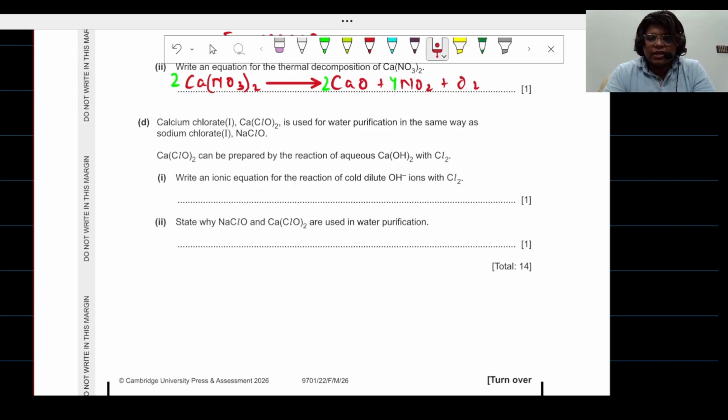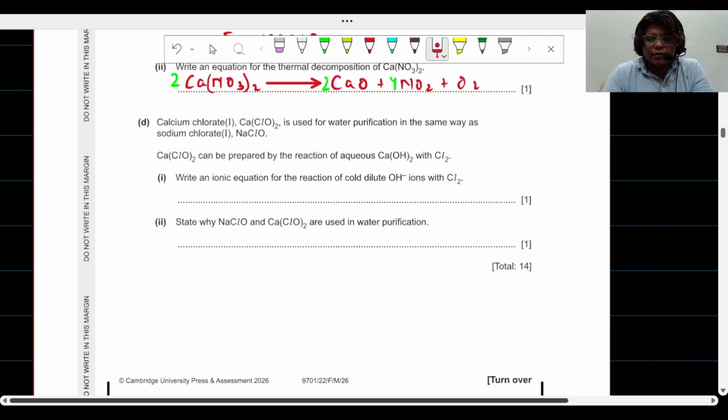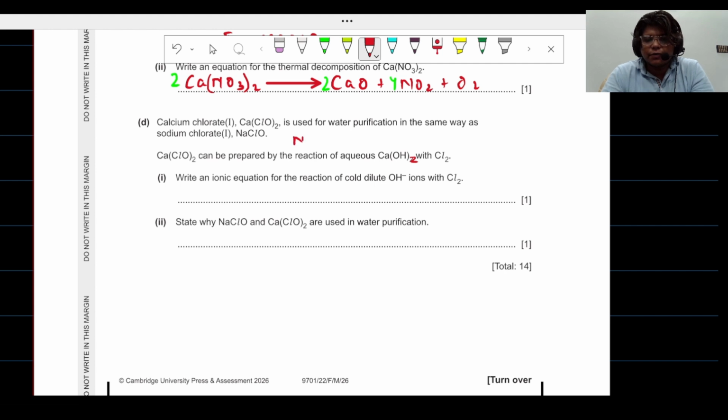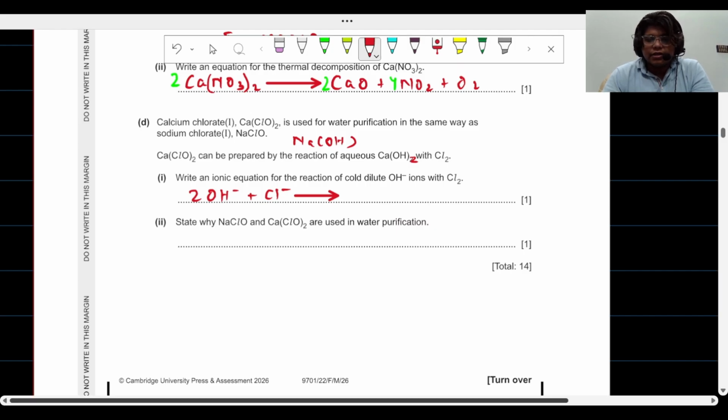Write an equation for the reaction of cold dilute OH negative ions with Cl2. So this is the same reaction that you would have learned for cold NaOH. Instead of NaOH, you have calcium hydroxide. This is the only difference, right? So the ionic equation would be the same as your NaOH equation, but the only difference would be a 2 here, because we have twice the hydroxide ions compared with sodium hydroxide. So that would be 2 OH negative reacting with Cl2 to give us ClO negative, the chlorate ion, the chloride ion and water. So this would be the equation. It would be chlorine Cl2, my bad. So we have the chlorine gas here.